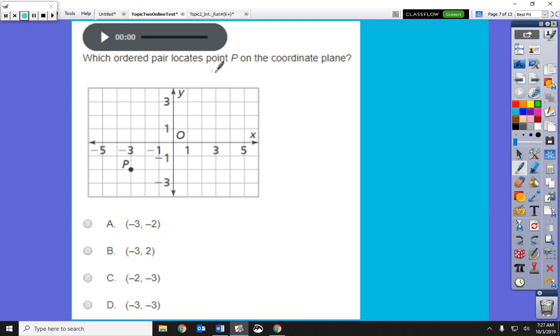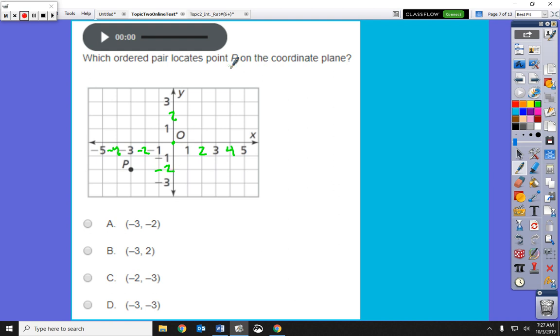Which ordered pair locates point P on the coordinate plane? I'm going to start at the origin. First thing I notice, we go 1 space, 3 space, 5. Well, that means this would be a 2 and this would be a 4. Negative 1, negative 2, negative 3, negative 4. Origin going vertically on the y-axis, 1, 2, 3. Going vertically down on the y-axis, negative 1, negative 2.